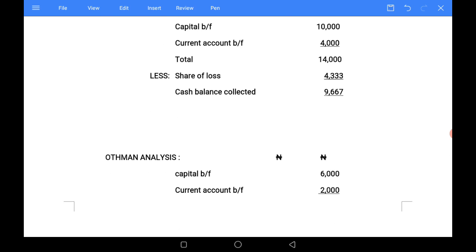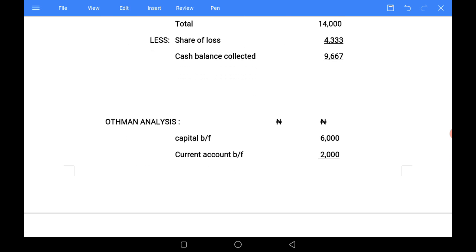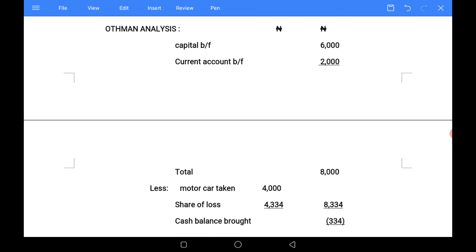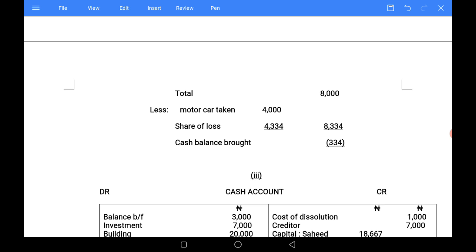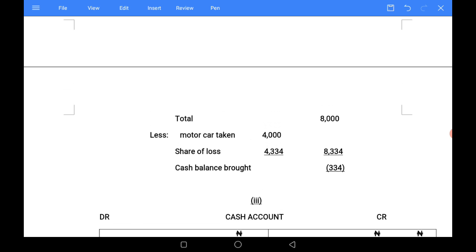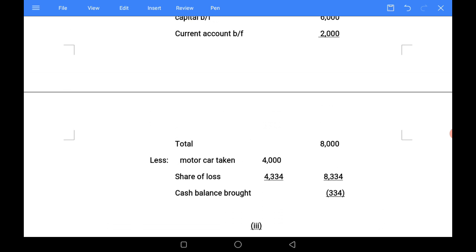Now, to Uthman. Uthman's capital brought forward was 6,000 naira, and his current account brought forward was 2,000 naira, totaling 8,000 naira in value. Uthman took over a motor car, which was worth 4,000 naira, and he still has the share of loss of 4,334. By adding the value of the motor car taken over plus his share of loss, he has the liability of 8,334 naira to be settled. And the total amount in his account was 8,000 naira. So Uthman has to bring in the cash of 334 naira to settle his deficit.